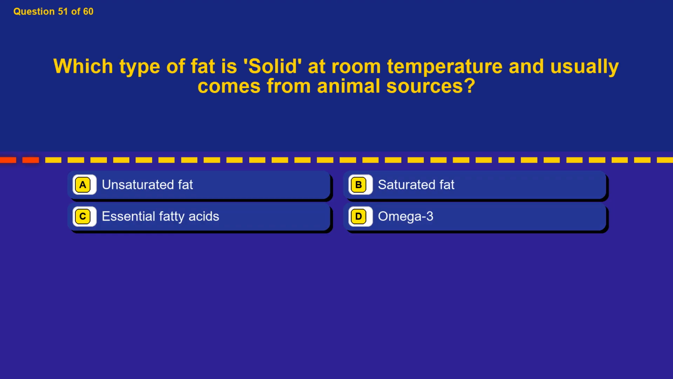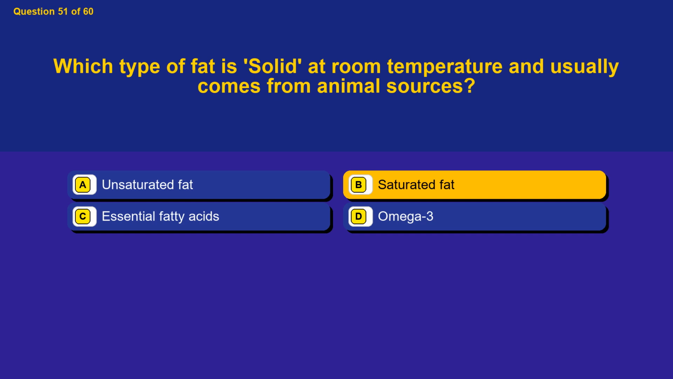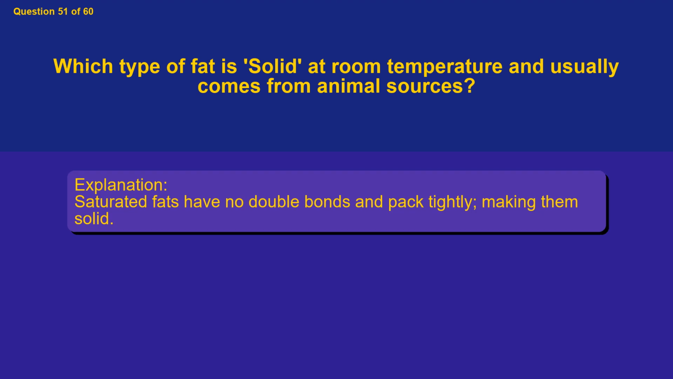Question 51. Which type of fat is solid at room temperature and usually comes from animal sources? Option A, unsaturated fat. Option B, saturated fat. Option C, essential fatty acids. Option D, omega-3. The correct answer is option B, saturated fat. Saturated fats have no double bonds and pack tightly, making them solid.